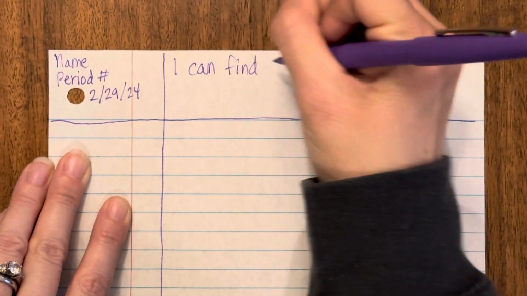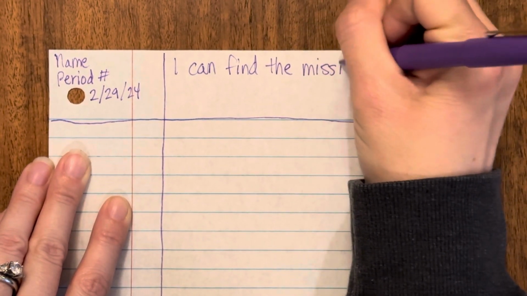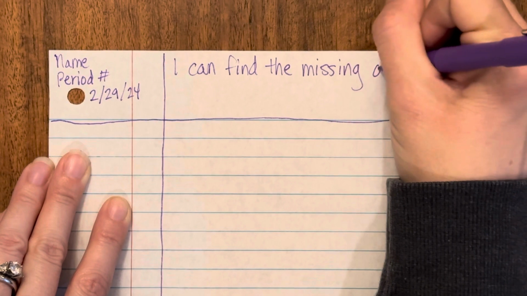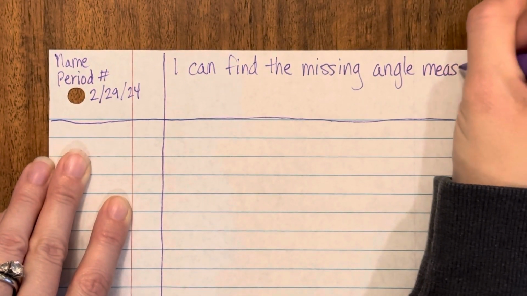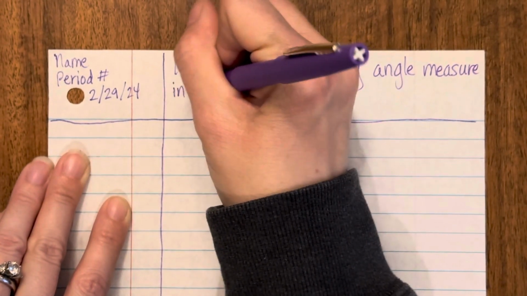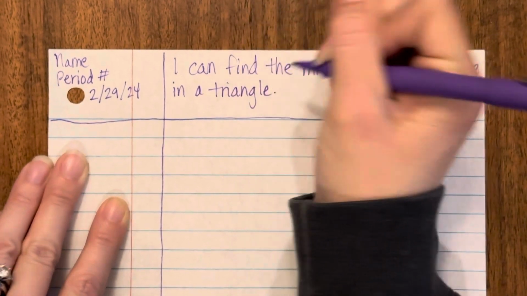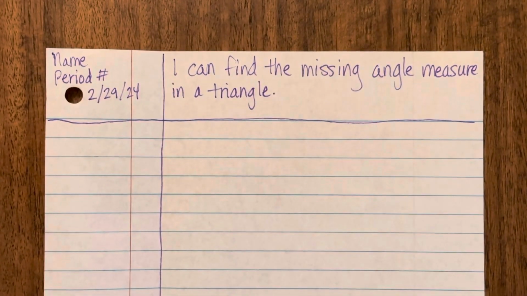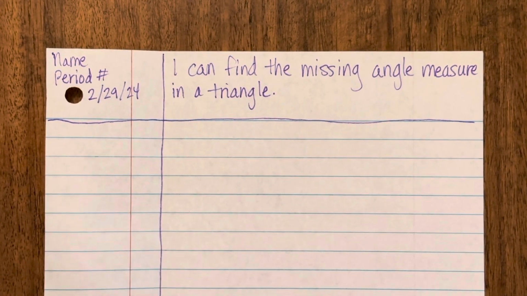Okay, so our learning target for today is I can find the missing angle measure in a triangle. Okay, so the way I'm going to do this is I'm going to do an example. I want you to try one, make sure you're good, and then we'll do a different type of example. So let me bring up my questions here.